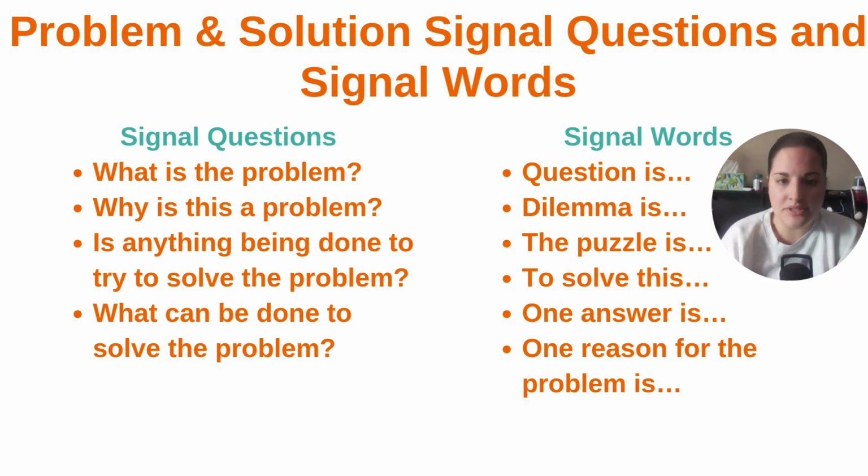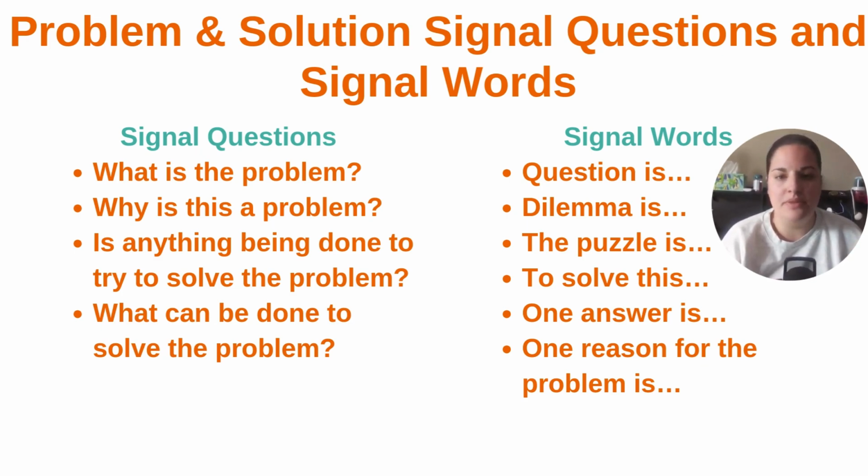For our problem and solution signal questions and signal words, we are going to have a lot of those inquisitive type words: question, dilemma, puzzle, solve, right? Answer, reason for the problem. All of our signal words are going to have that same common thread, much like all the other text structures. But again, you're not always going to be easily able to tell. You have to go in and ask yourself these signal questions.